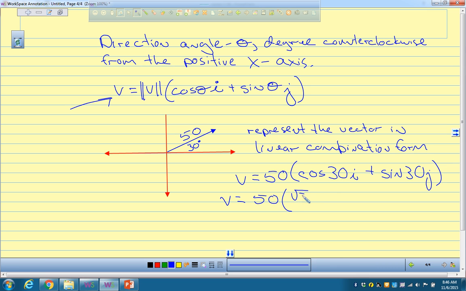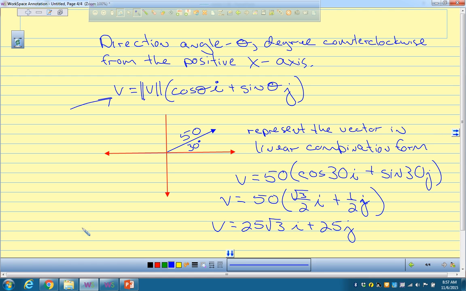Root of 3 over 2 in the I direction plus, what's the sine of 30? Come on, 1/2, right? And in the J direction. And then I could simplify that a little bit by multiplying through, and you get V is equal to 25 root of 3 in the I direction plus 25 in the J direction.